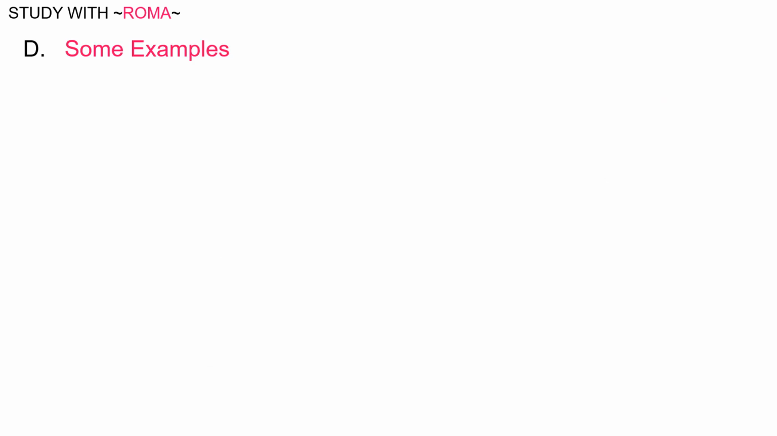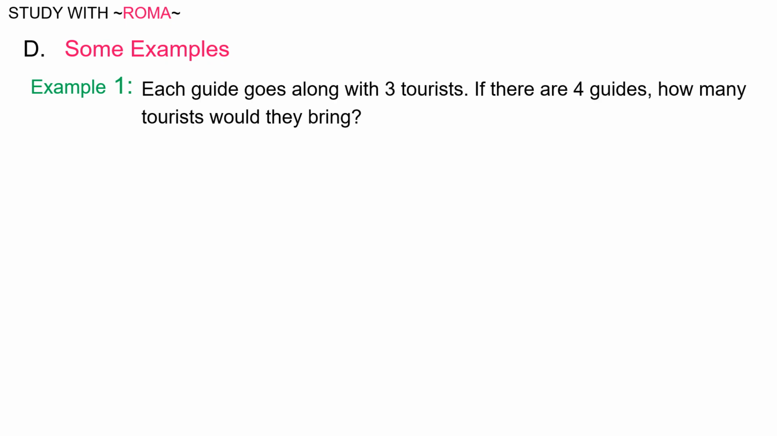Let's have some examples. Example 1. Each guide goes along with 3 tourists. If there are 4 guides, how many tourists would they bring? This is an example of a direct proportion. As we increase the number of guides, the number of tourists also increases. So our proportion is 1:3 equals 4:n.